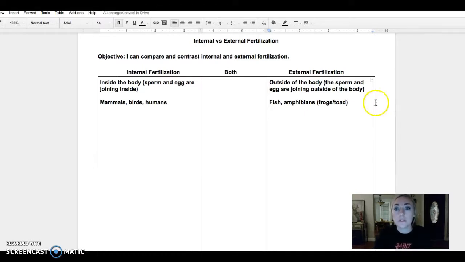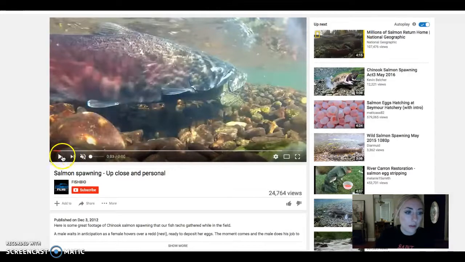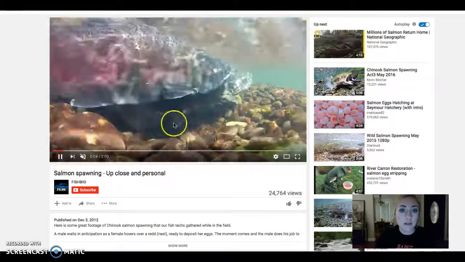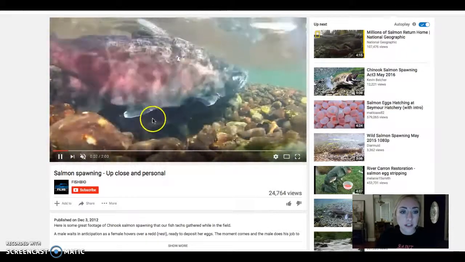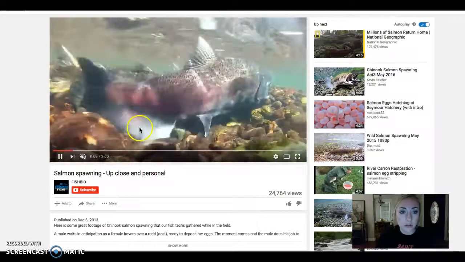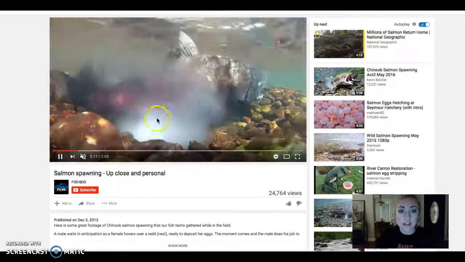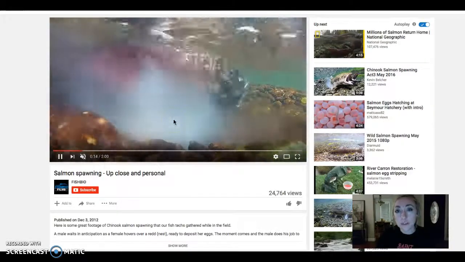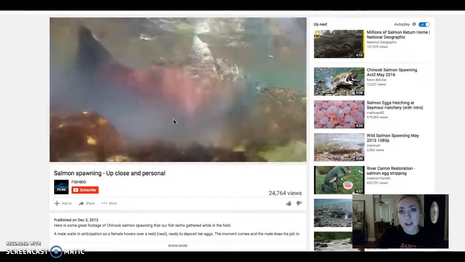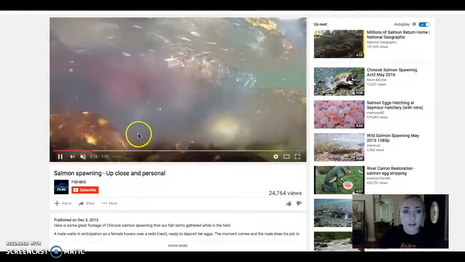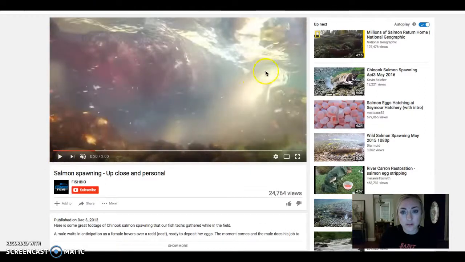So before we go any further, let's watch a quick video of external fertilization. This is a video showing a salmon. I'll play the video and kind of explain what's happening. So these are salmon. The female salmon is under here. She's dug a little hole and right now she just laid her eggs, and now he is releasing all of the sperm over the eggs, and that's what fertilizes the eggs outside of her body. Okay? So that's external fertilization.